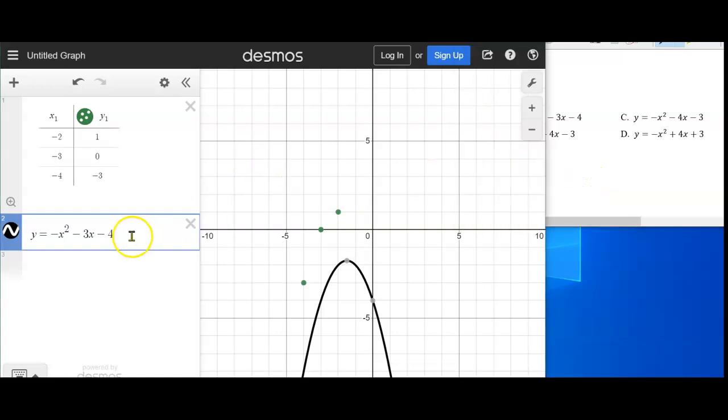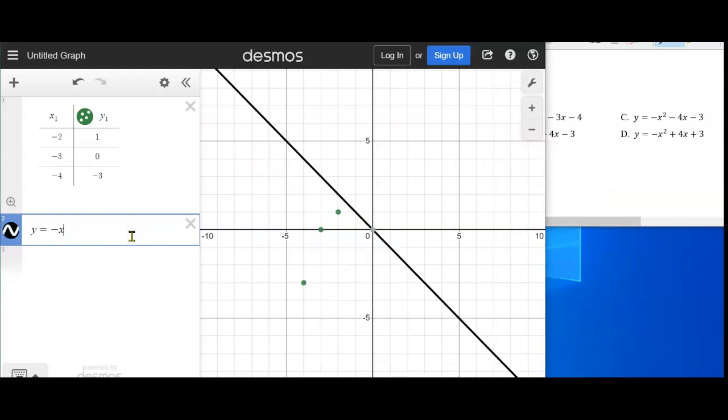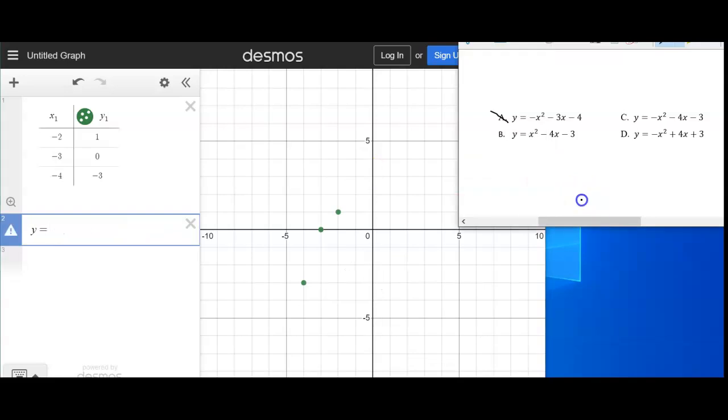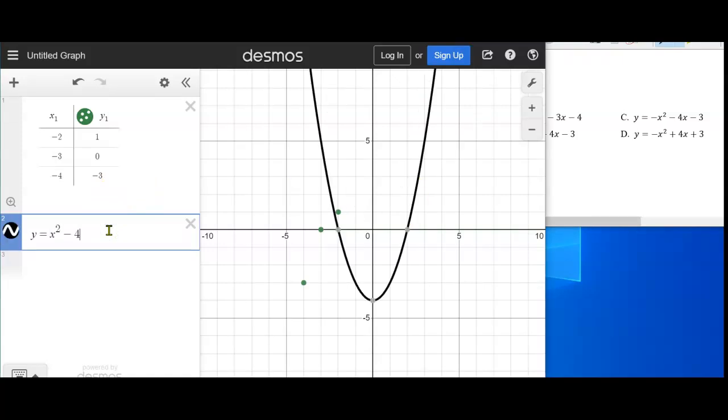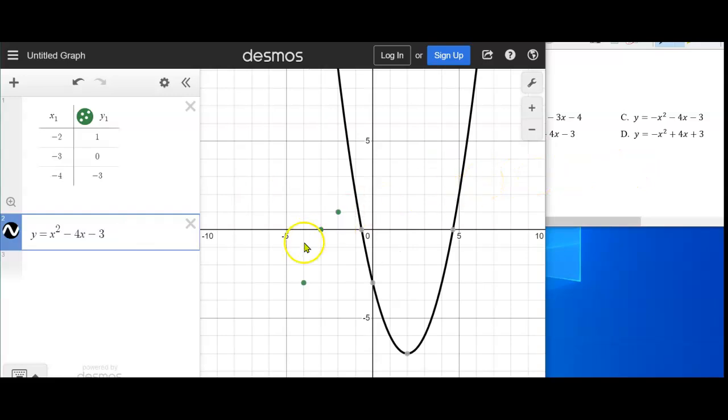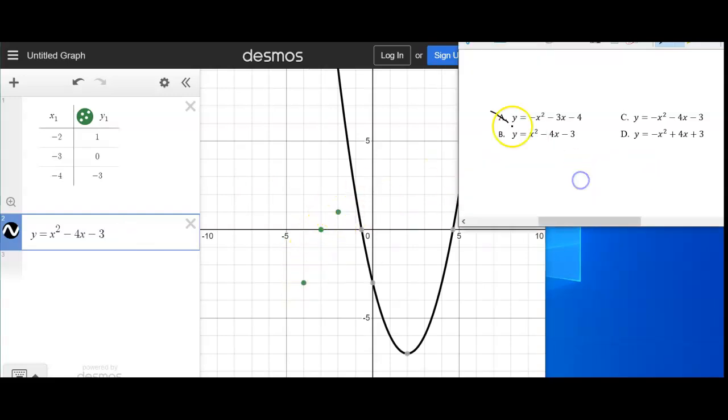Let's try B. Erase all of that. Y equals x squared minus 4x minus 3. Once again, it does not pass through those 3 green dots. So B is not our answer.